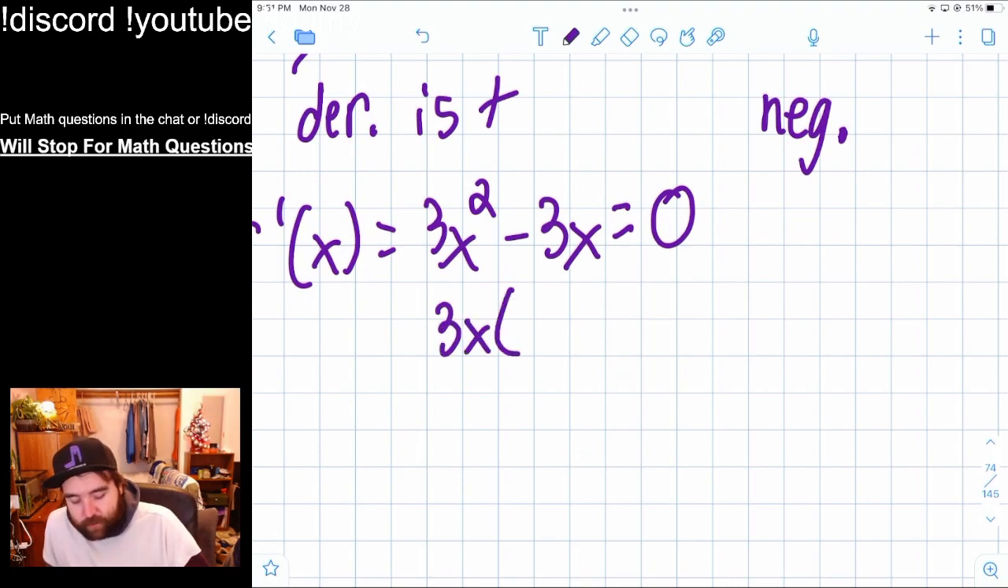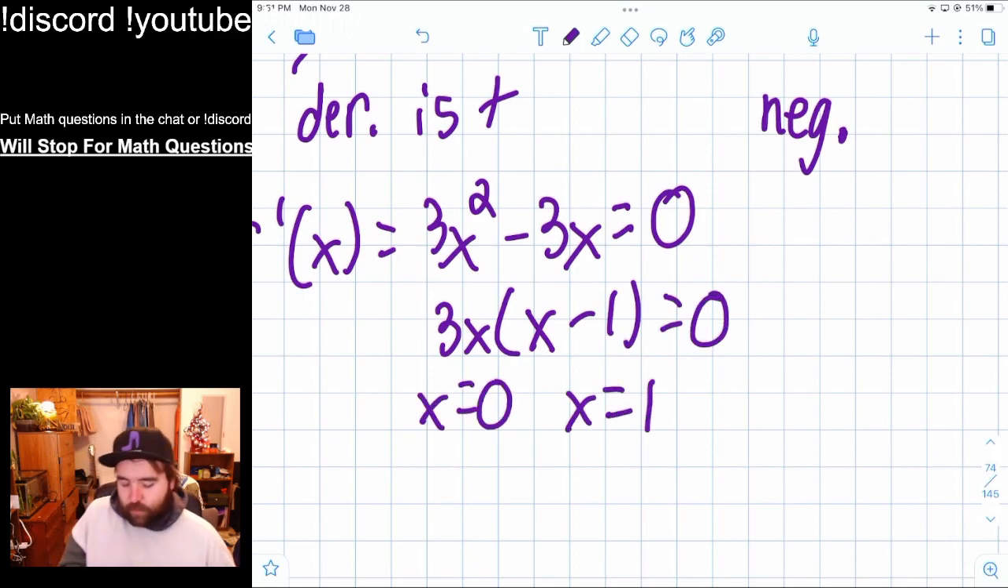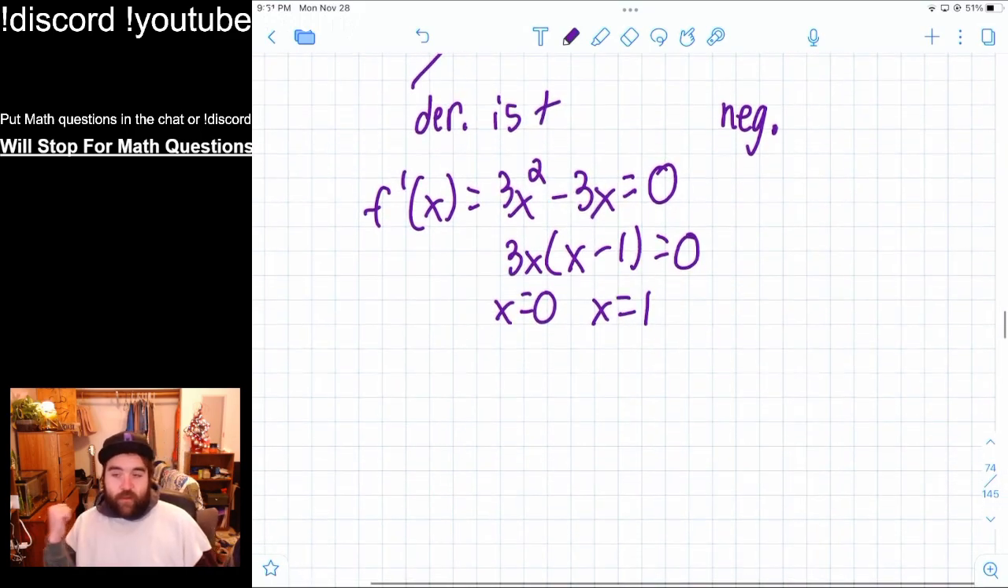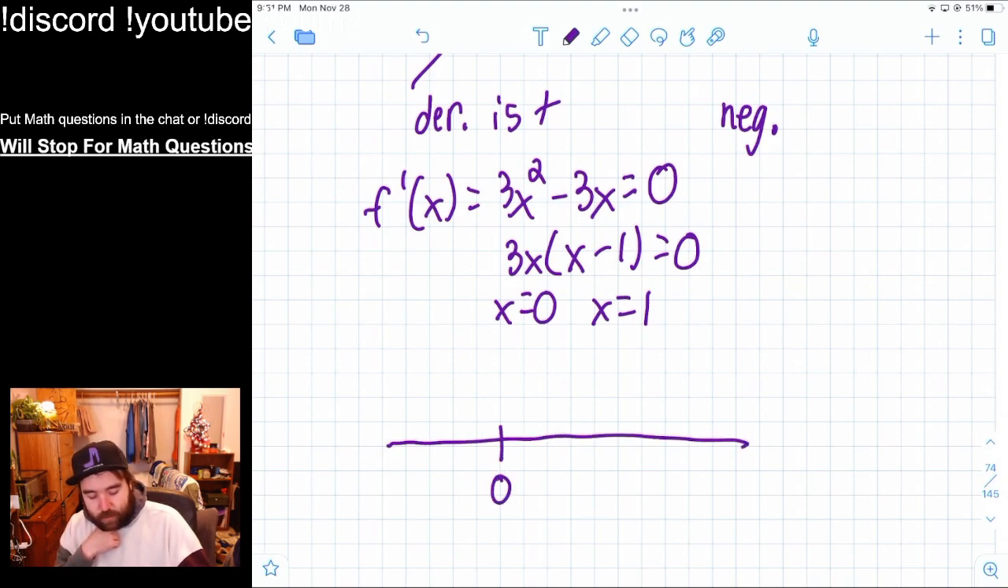To solve this, you've got to factor. So you factor out 3x, you get x minus 1. And so we get that x equals 0 and x equals 1. So those are the values we want to look at. Those were the values where the derivative equals 0. And so then if we look in between them, we just want to know where it's positive or negative.